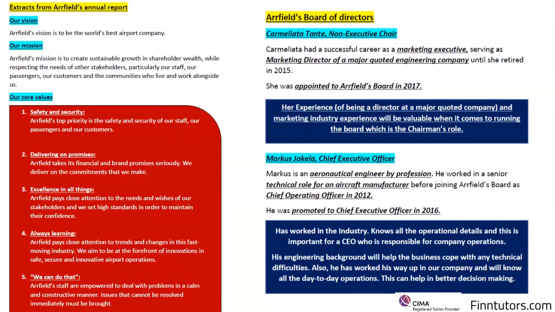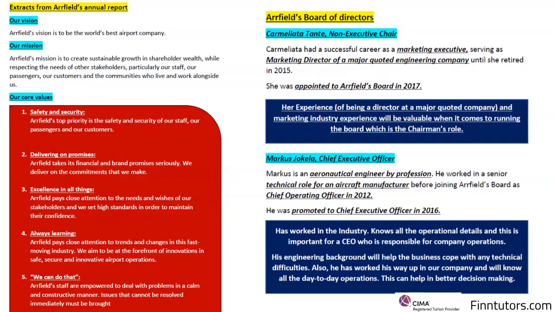a chairman, right? The chairman mainly has to run the board of directors, meaning have conversations with executive and non-executive directors, call for meetings, and majorly manage the board of directors. That's the job of a chairman. She will be able to do that because of her experience.